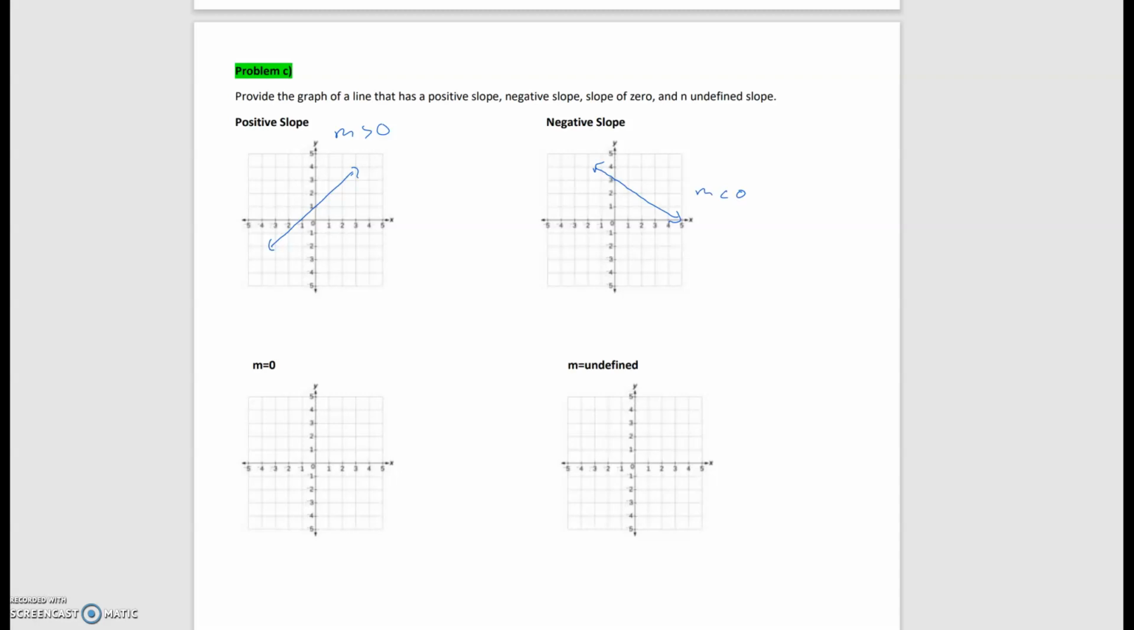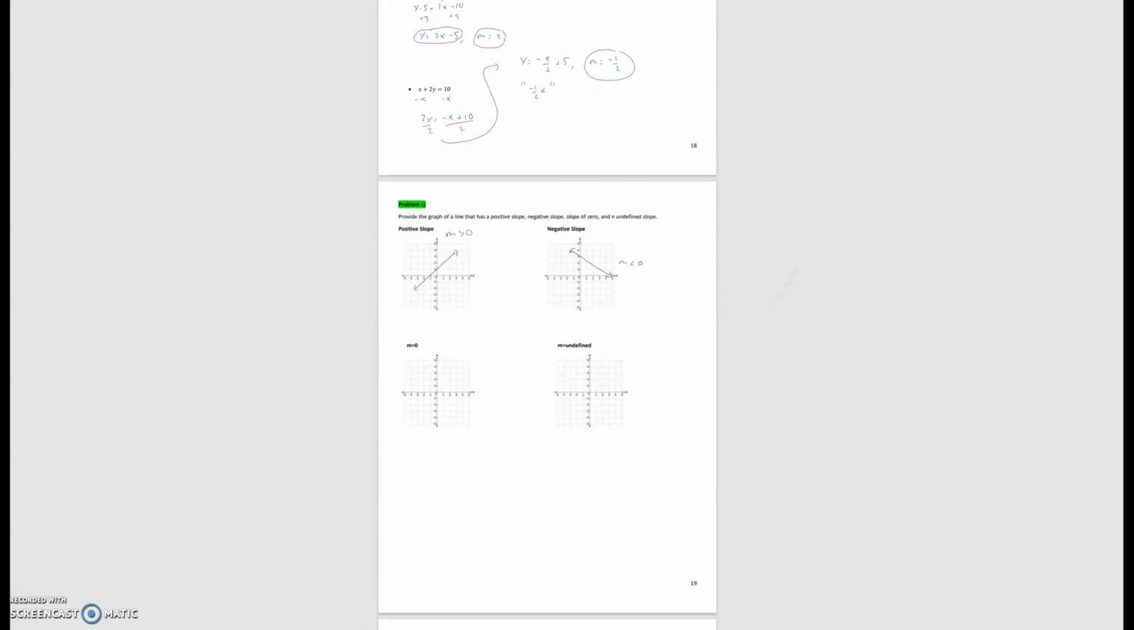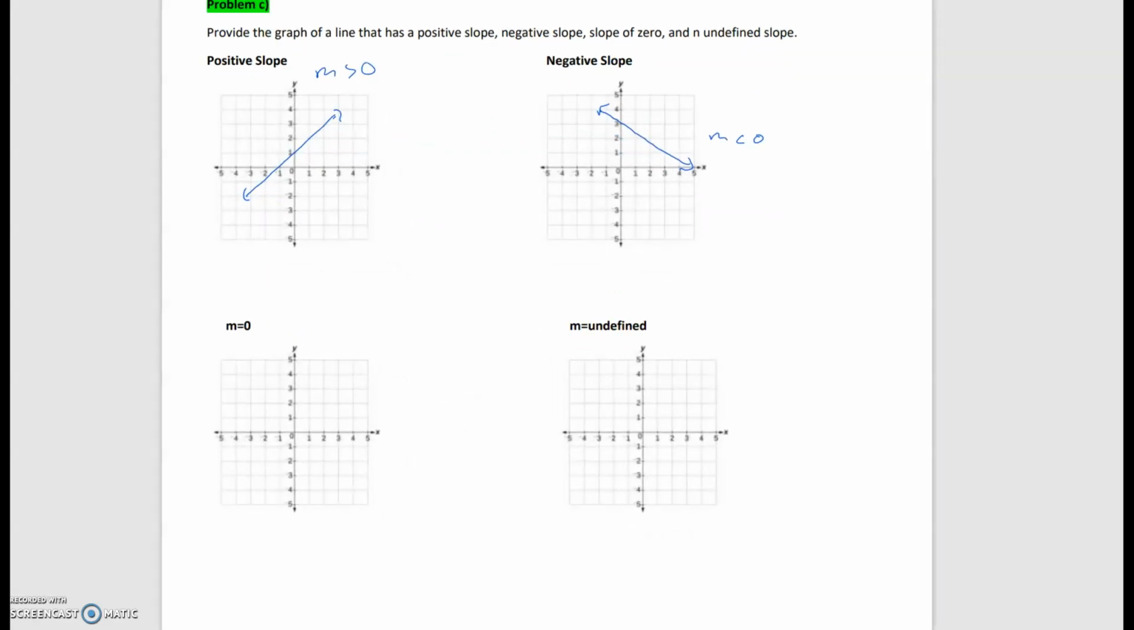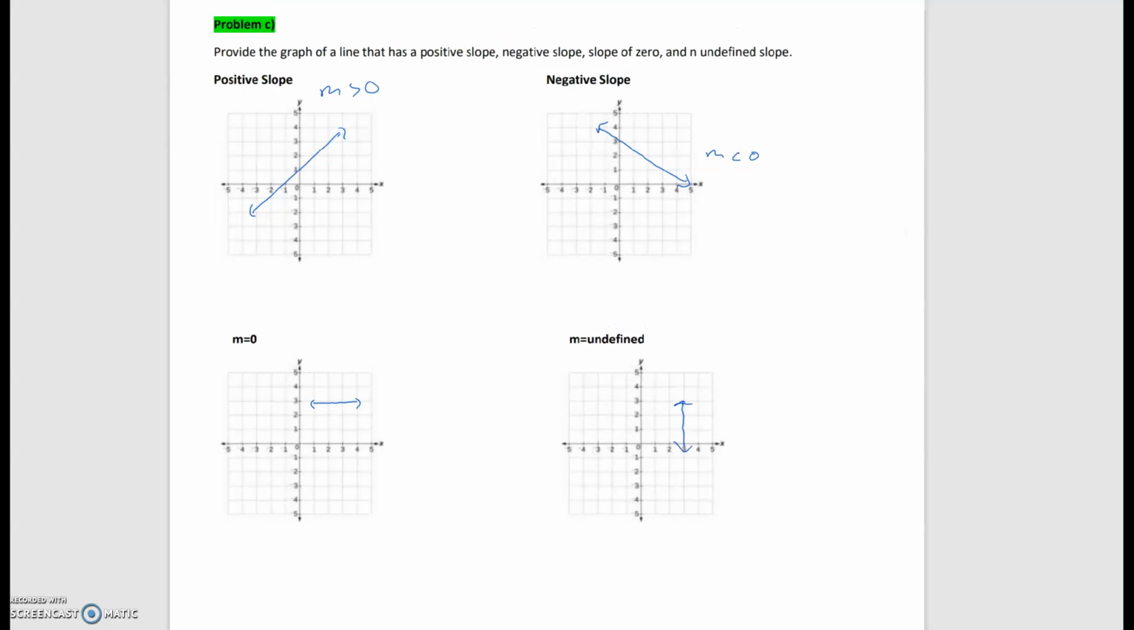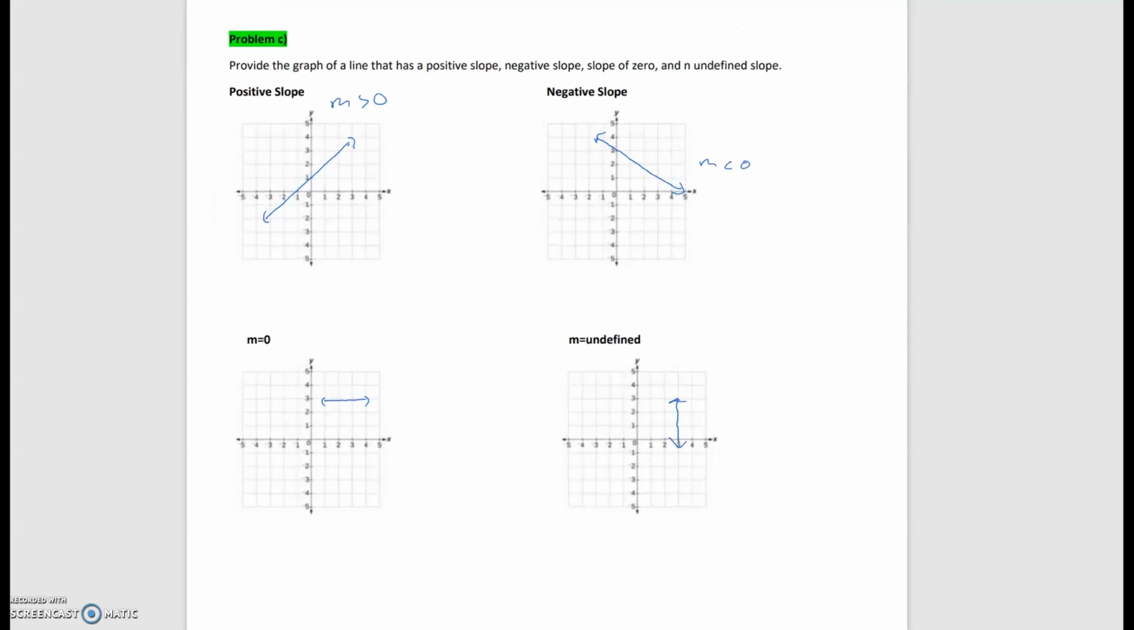Zero slope, it's referring to a horizontal line. So in this case, any horizontal line would be fine. This would be m is equal to 0. And then the last one, they want an undefined slope. So this would be sufficient. A vertical line. And that's actually it for these problems. They don't specifically tell us any values. So we're just looking at the actual position of the slope.